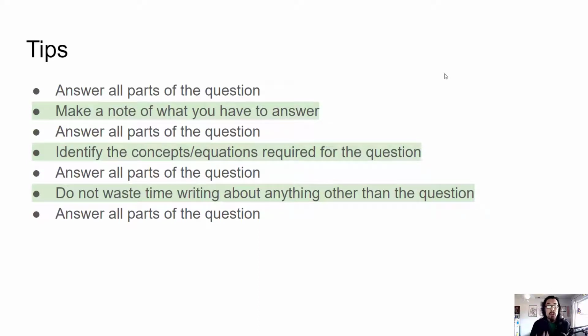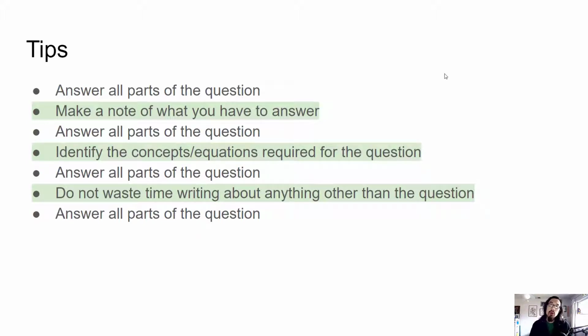Next, you've got to answer all parts of the question. I can't emphasize this enough, and as you see on the screen, I put that down multiple times because it's that important. Identify the parts, constants, and equations required for the question. This is very important. As you're reading through it, you should make an effort to go to the equation sheet and find the equation that links to that problem.